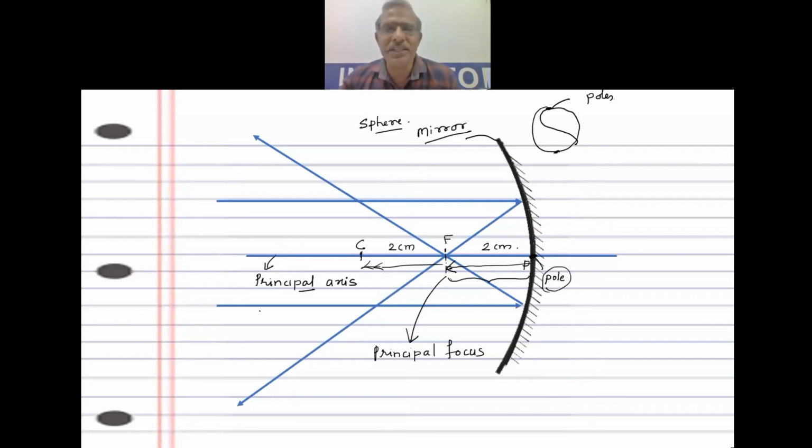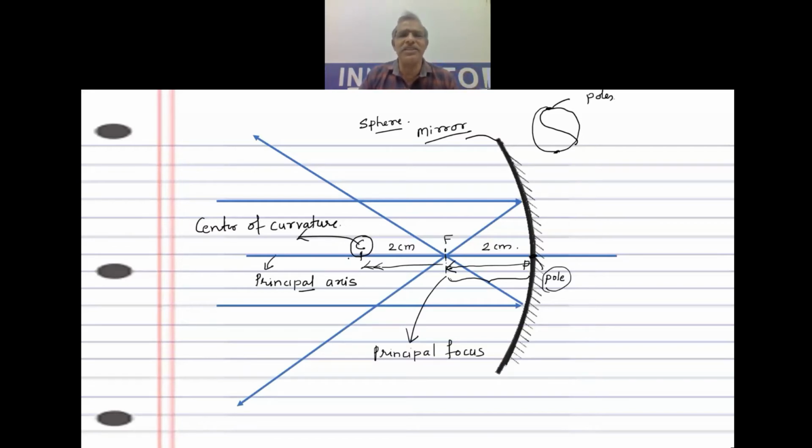I hope I am making it clear. In case you have any difficulty, just post in the chat box so that I can attend to it. Anyhow, we are going to interact again at the end, in the last 10 to 15 minutes. Now, what is this C called? C is called the center of curvature. So this is the center of curvature.